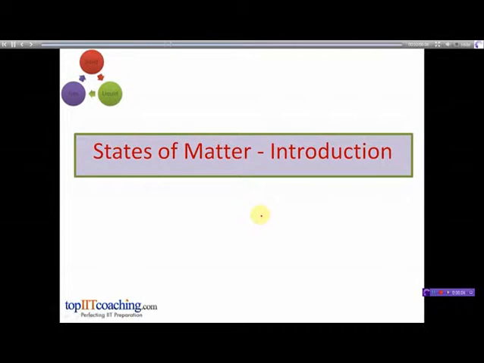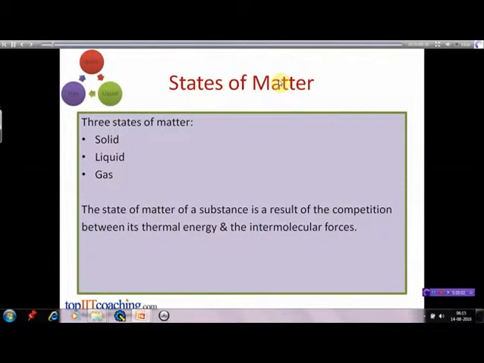Hello students, today we are going to discuss the states of matter, an introduction. The three states of matter are solid, liquid and gas. Almost everything we see about us appears to fit neatly into one of these categories.